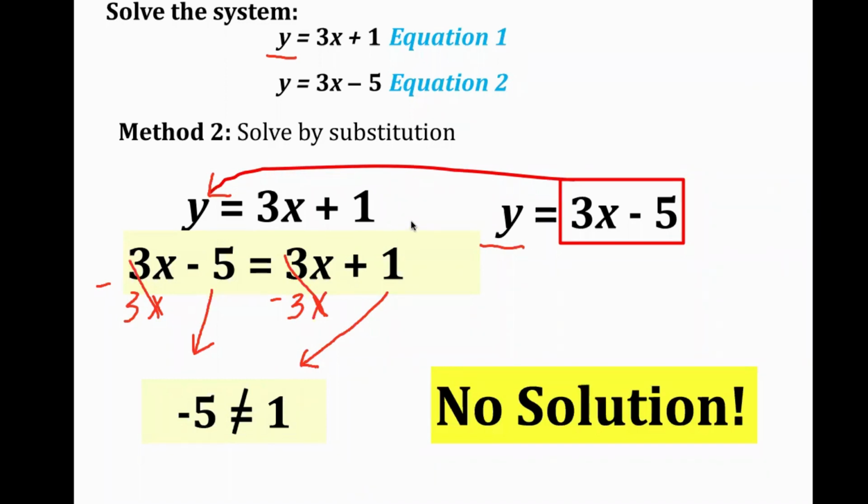And notice how we still get the same answer whenever we use substitution or graphing. So the method doesn't affect your solution. You'll always get the same answer every single time as long as you execute it correctly.